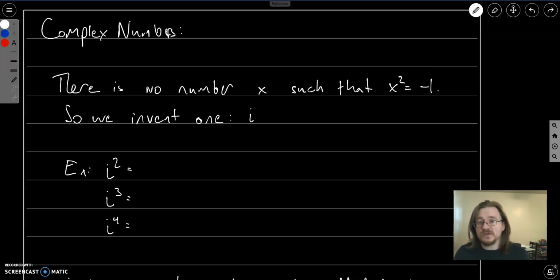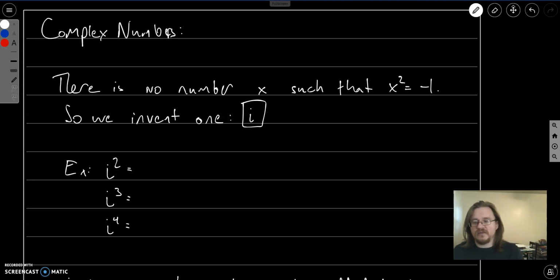But it would be useful to have such a number. For instance, if I wanted to solve this equation, I would need to find a number that I could plug in for x to give this. So what we do is we sort of invent one. We have the number that we call i. And this number is just like any other number. We can add it and multiply it and do whatever. And it just is this sort of imaginary number that solves this equation.